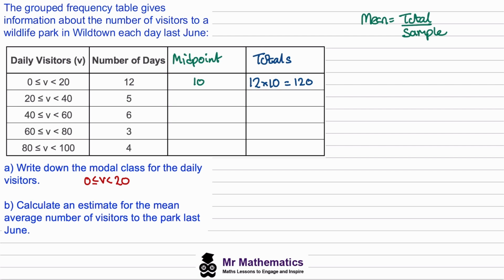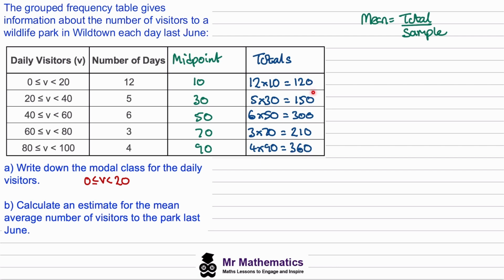So between 20 and 40, we'll have a midpoint of 30. Between 40 and 60, a midpoint of 50, 70 and 90. So the total number of visitors in these 5 days will be about 5 times 30, which is 150. And then we'll have a total of 6 times 50 for these 6 days, which gives us 300 visitors. And then we'll have 3 times 70, so 210. And then the 4 times the 90, which gives us 360.